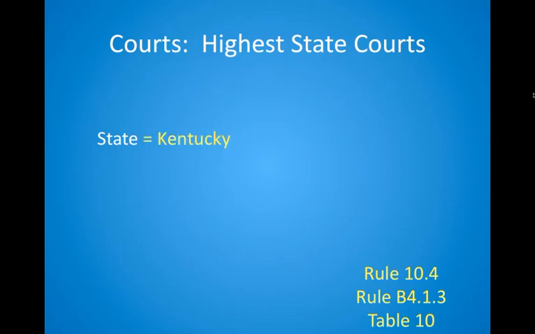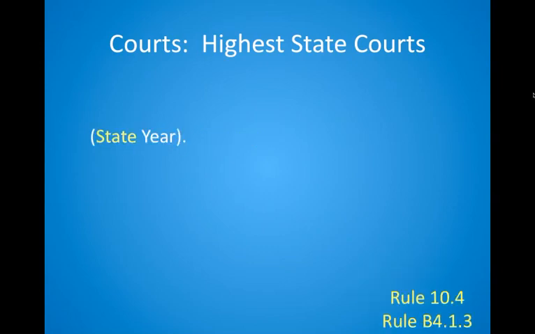Look to Table 10 for proper state abbreviations. Here, Kentucky would become capital K, lowercase y, period. Place the state inside parentheses at the end of the case citation. The state comes before the year the case was decided.